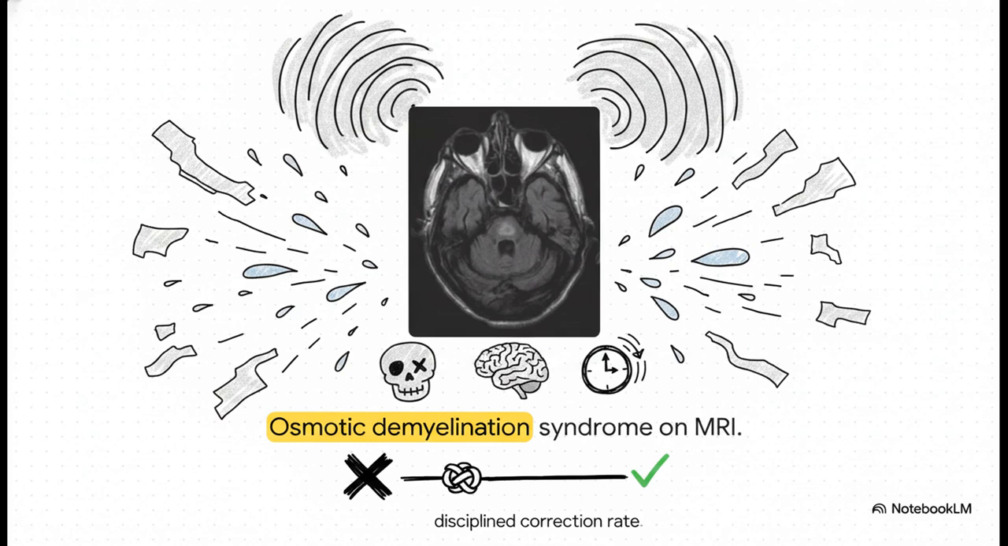Remember our quote? From low to high, your pawns will die. When sodium drops and stays low for a few days, the brain adapts. Overcorrecting literally shears the myelin sheath, specifically in the central pons. It is absolutely devastating, and it requires a strictly disciplined correction rate.